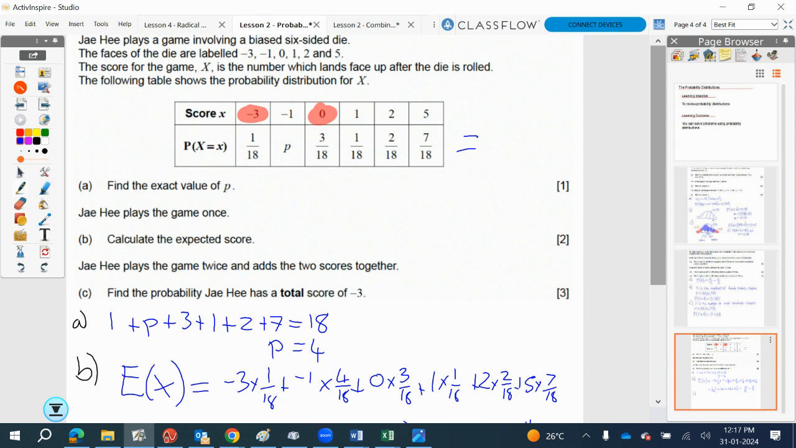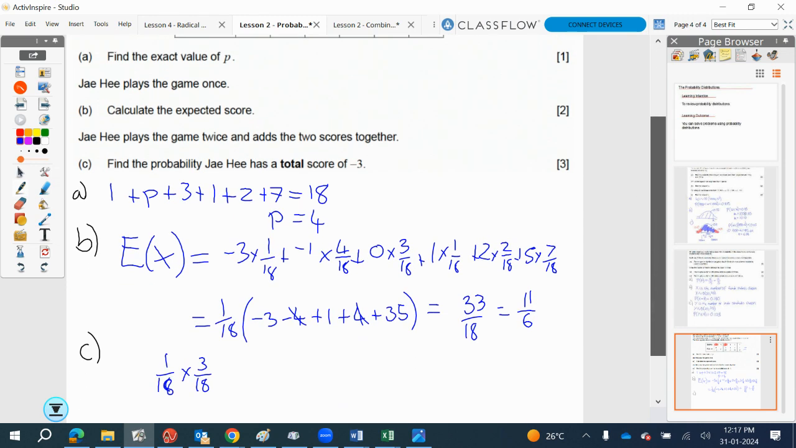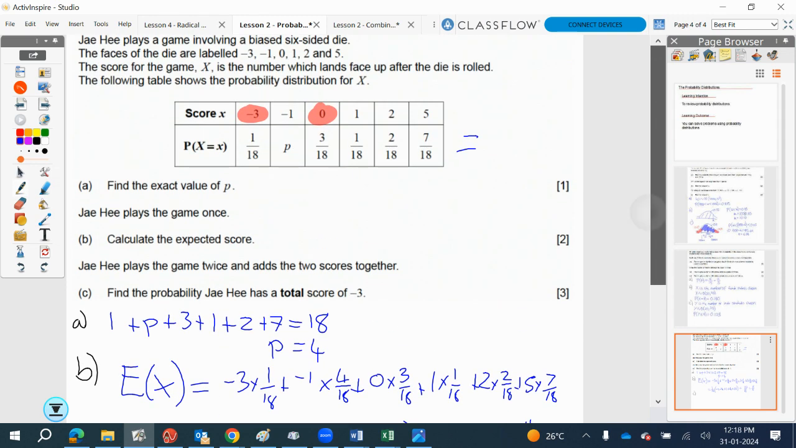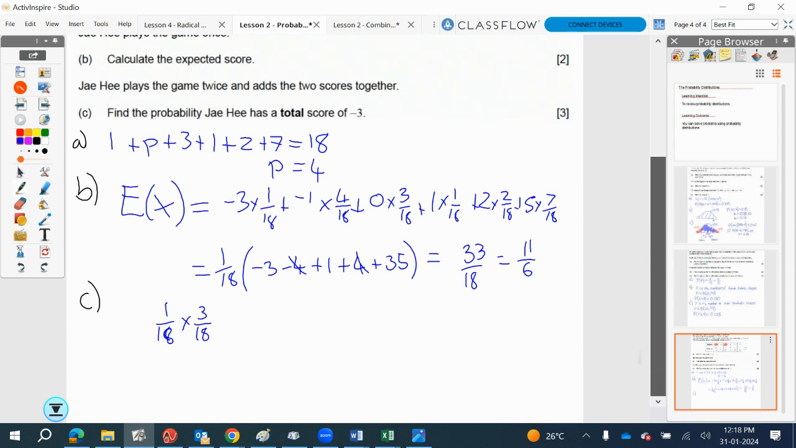That's what makes this question hard. This is the probability of rolling a negative 3, then a 0. But you don't have to have that order. We can have a 0 and then a -3. Those are the only two times where you can get it. So you can just answer it with this.